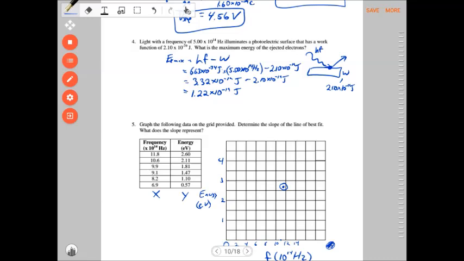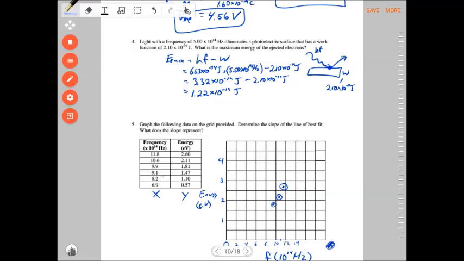Okay, so then we have 10.6 and 2.11. So 10.6 is kind of along this line. 2.1, so that's 2.5, so 2.1 would be, I don't know, in here somewhere-ish. Okay, circle. Okay, so 9.9 and 1.81. So 9.9 is almost 10. Okay, and 1.5 is there. So 1.8, kind of around there-ish.